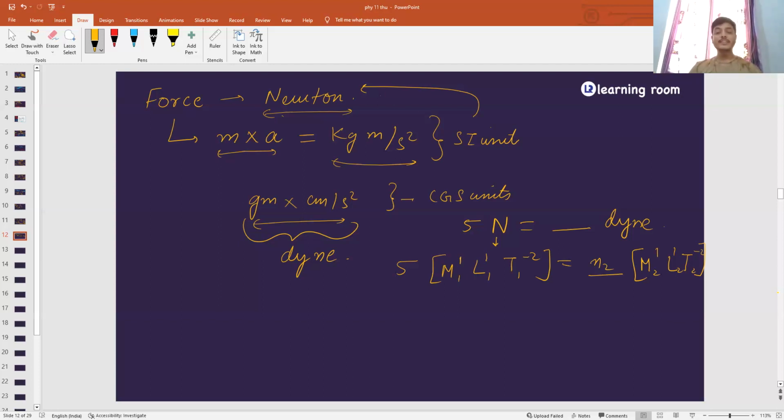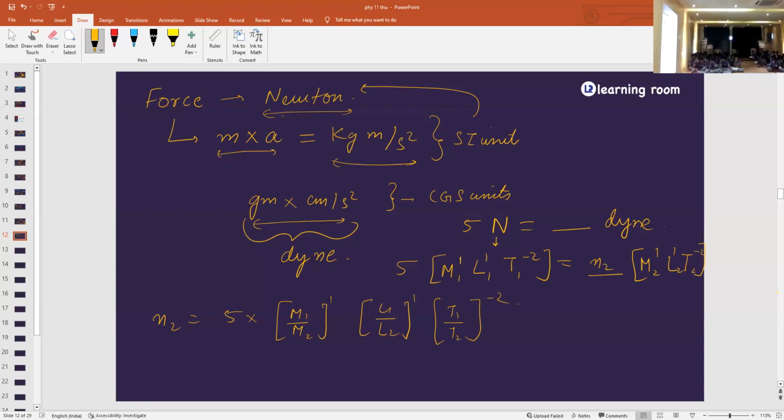Now, what we have to do is find this N2. How will we find N2? N2 is 5 times M1 upon M2 to the power 1, L1 upon L2 to the power 1, and T1 upon T2 to the power minus 2. Agree? In this step, any doubt? Now we have to write the unit values.